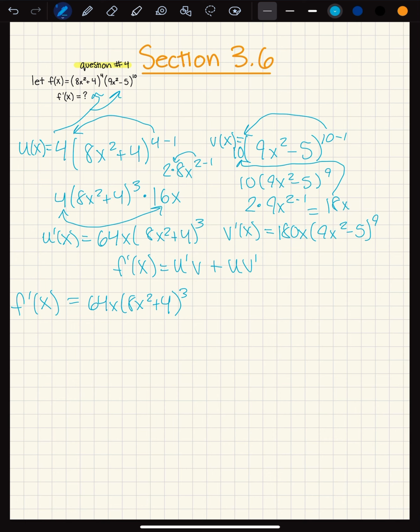So that would just be our function as is before doing anything to it, and then plus u as is, which is just (8x squared plus 4) to the 4th power, multiplied by v prime, which we have right here, 180x times (9x squared minus 5) to the 9th. Wow, barely fit that in, but yeah. So our f prime of x will equal this.